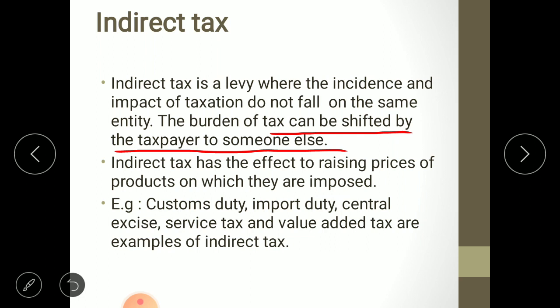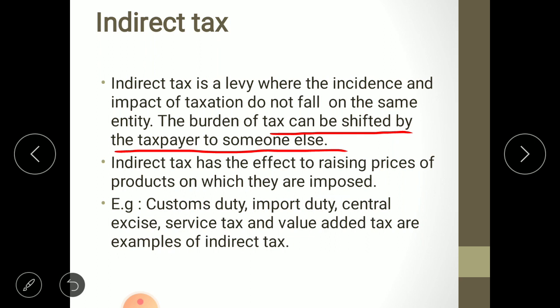Taxpayer is a manufacturer and he shifts his tax burden to the wholesaler. Wholesaler shifts his tax burden to retailer and retailer shifts its tax burden to the consumer. So finally it is the consumer who bears the tax burden. Indirect tax has the effect of raising prices of products on which they are imposed.